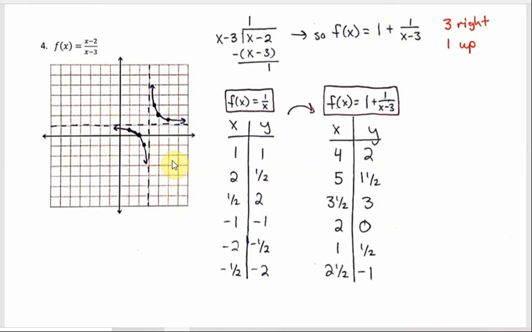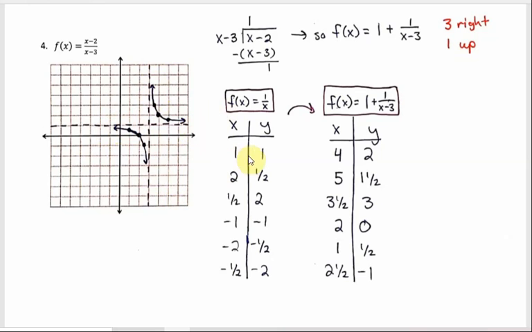And same thing with the asymptotes. So if we're shifting 3 to the right, then the vertical asymptote's got to shift over by 3. So x equals 3 is now a vertical asymptote. And then the horizontal asymptote's got to go up by 1, right? Because we're going 1 up. So now we've got a horizontal asymptote of y equals 1.